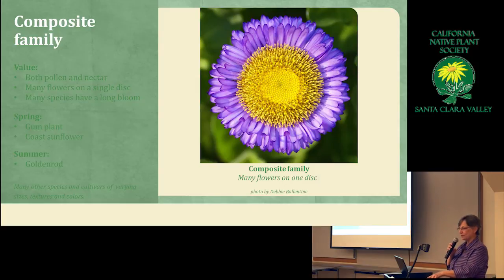Okay, composite family. The composite family is many, many flowers. This is not one flower. This central yellow disc here, I don't know how many flowers are in there, but every one of those little things is a flower. And so it's called a composite flower because it's many flowers in a single disc with gray petals around the outside.